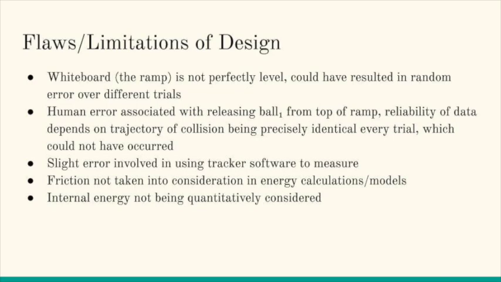Some of the flaws and limitations of our experimental design were that the whiteboard was not perfectly level. This could have resulted in random error over different trials. There was also human error associated with releasing ball 1 from the top of the ramp. Reliability of data depends on the trajectory of collision being precisely identical every trial, which could not have occurred. Other limitations were slight error involved in using tracker software to measure, friction not taken into consideration in energy calculations and models, internal energy not being quantitatively considered, and the assumption that the x-direction initial velocity of ball 1 is 0 meters per second.